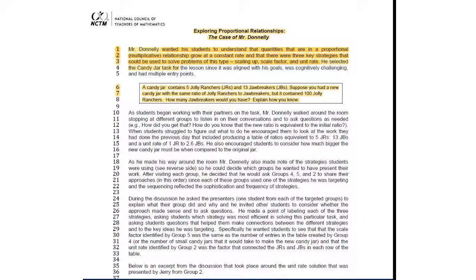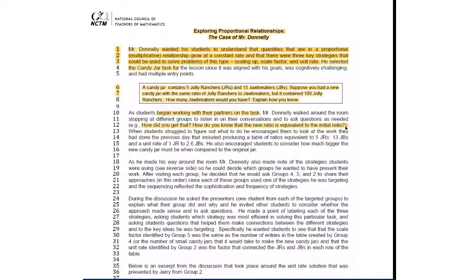Now let's talk about how Mr. Donnelly implemented and used this task in developing his students' understanding of proportional relationships. And as we do that, let's look for these 8 effective teaching practices. First of all, he had his students work with partners on the task. And while they were working, Mr. Donnelly walked around the room. He listened in on what they were saying and what they were doing. And he posed purposeful questions.